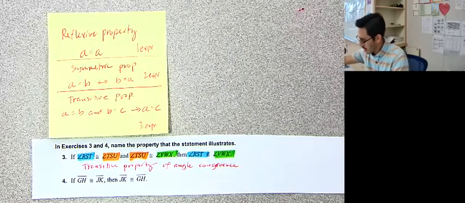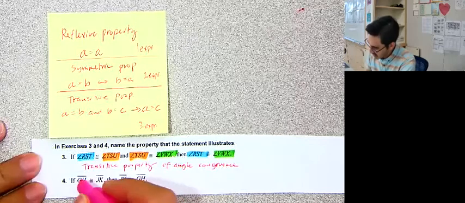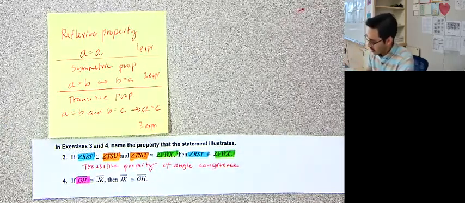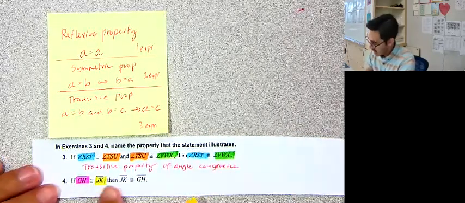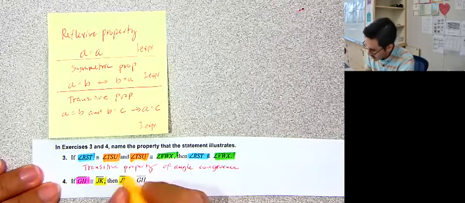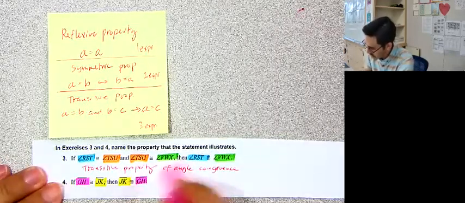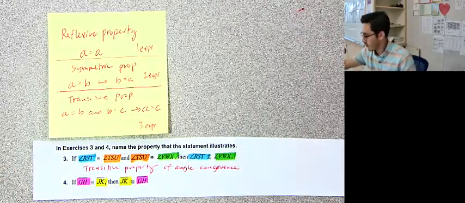Let's look at number 4. This one's about segments. So we see segment GH is congruent to JK. That's 2 different segments. Therefore, JK is congruent to GH. Same 2 segments, just in a different order.